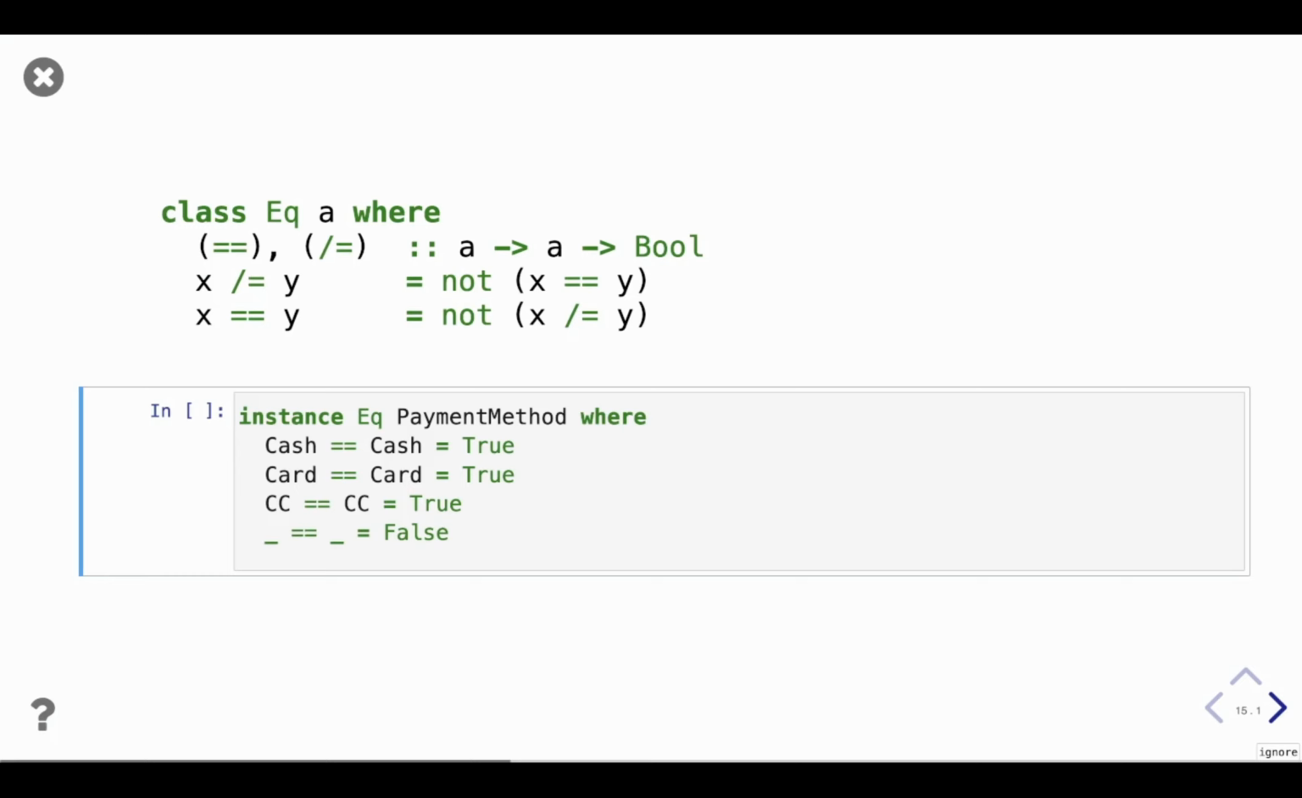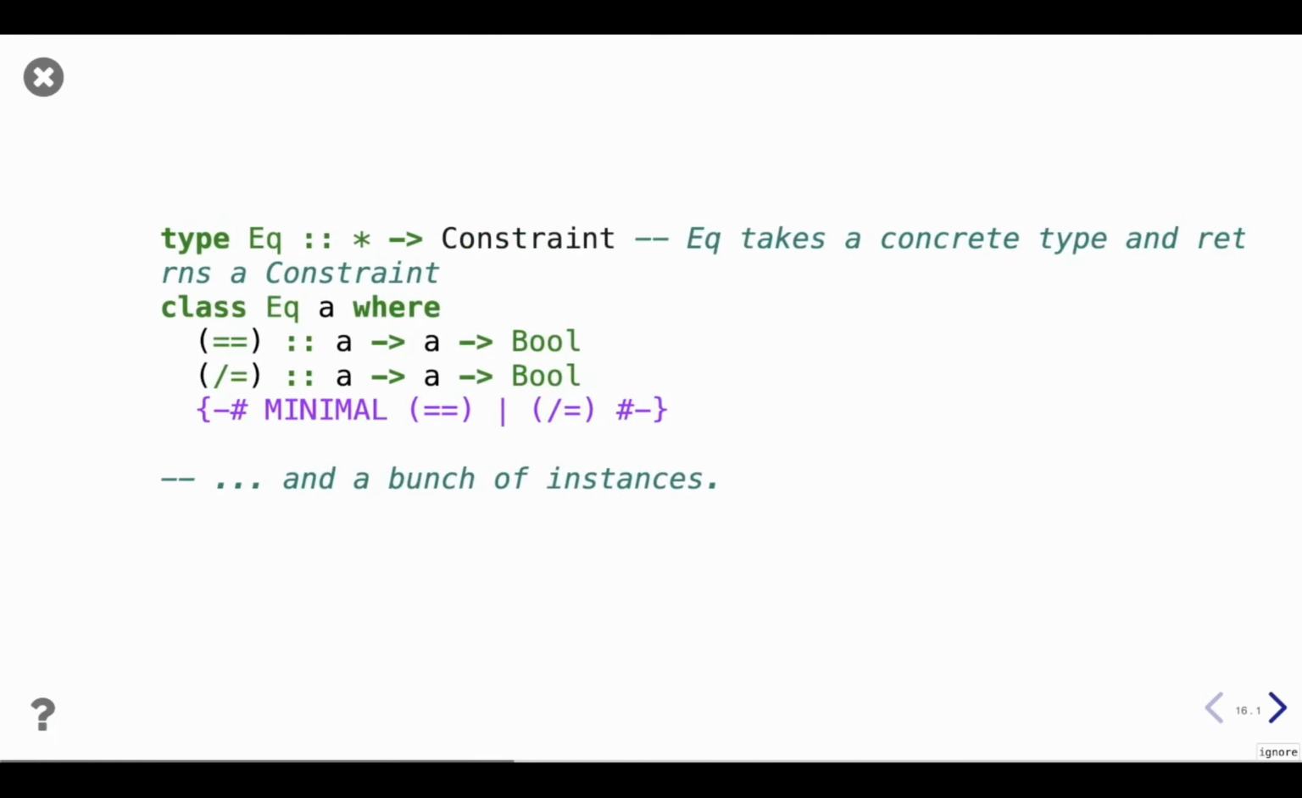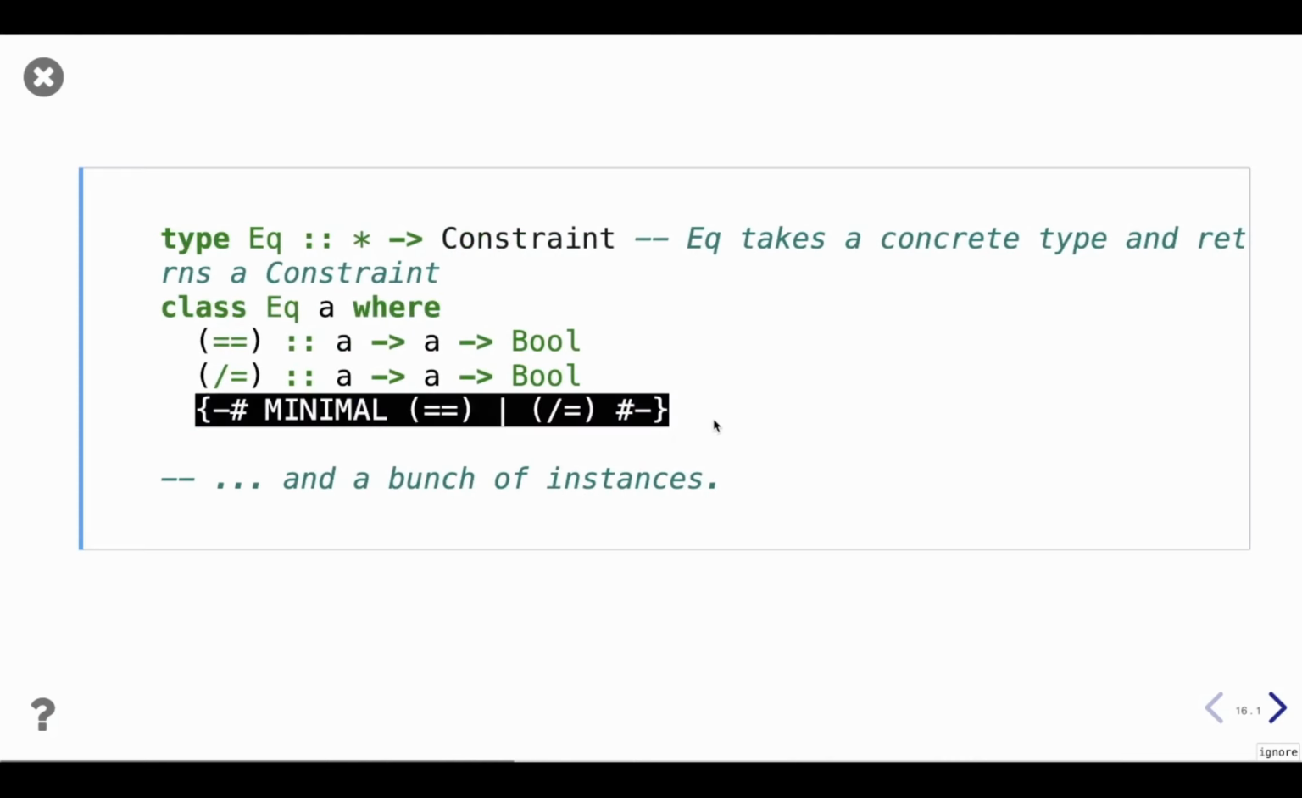This is called minimal complete definition, because it's the minimum you have to implement to get a fully functional instance. You can take advantage of this by checking the minimal complete definition of any type class using the info command. For example, if you run the info command for the Eq type class, you will get this. In this line, it says that to have a minimal complete definition, you have to implement equals equals or not equals. You do not need both. You need one or the other.